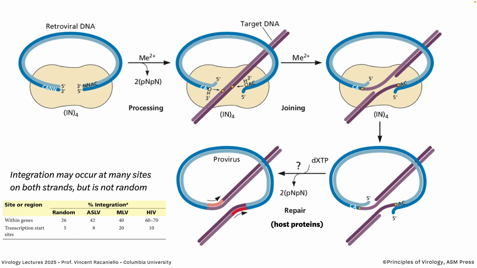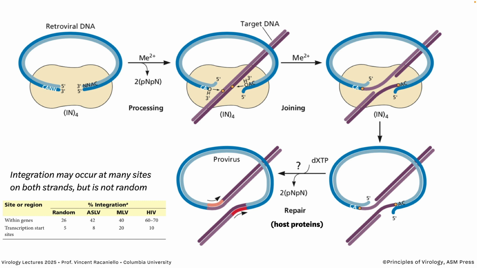The 3' hydroxyls newly generated by this trimming attack the host DNA and are ligated to the host DNA. As you can see, both strands are ligated, the dark blue and the light blue strand. And then that's shown again below here without the integrase.